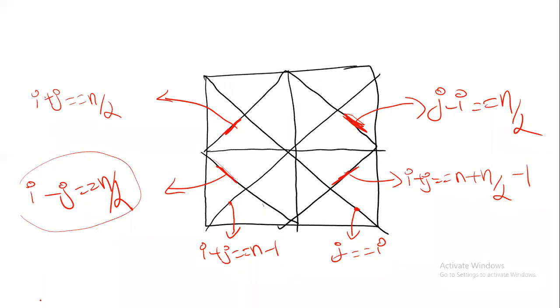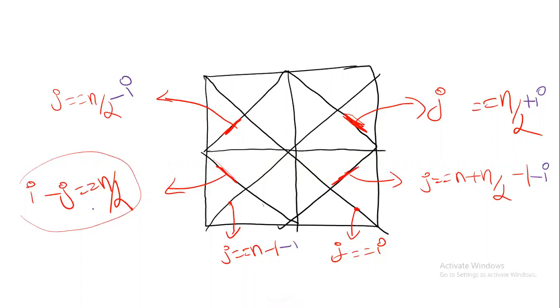So I'll change the color here. Plus I goes this side, becomes minus I. And we'll come here. Minus I from this side goes here, becomes plus I. And we'll see here. Plus I from here goes this side, becomes minus I. I equal to j becomes j is equal to I. I plus j equal to n minus 1 becomes j equal to n minus 1 minus I.